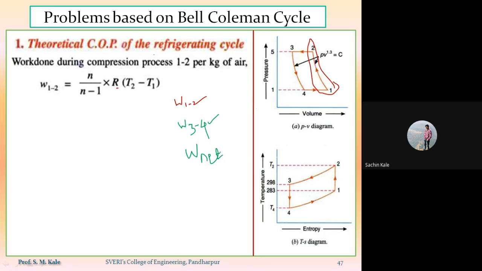So after getting the value of W net, again I will calculate the value of QA.